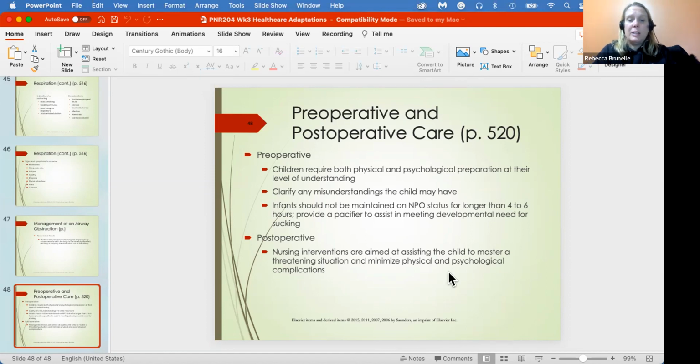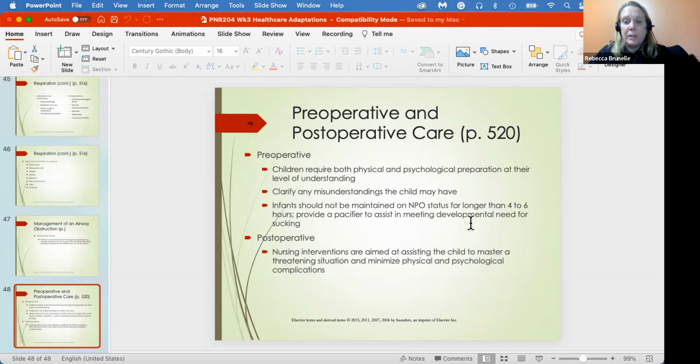So that's why here it says infants should not be maintained NPO for longer than 4 to 6 hours. So, you know, if they are, then they need to be on the IV fluid. So it's common that they will get IV fluid before they go in. And then preoperative, you need to make sure their consent is formed, their labs have been done, the parents understand the procedure, et cetera.